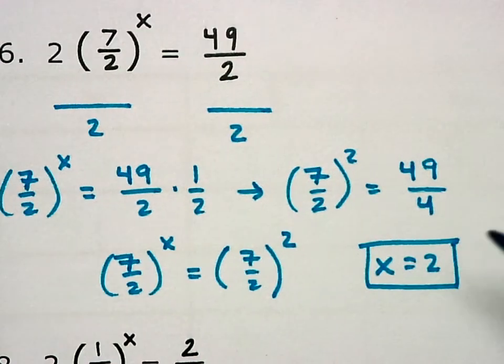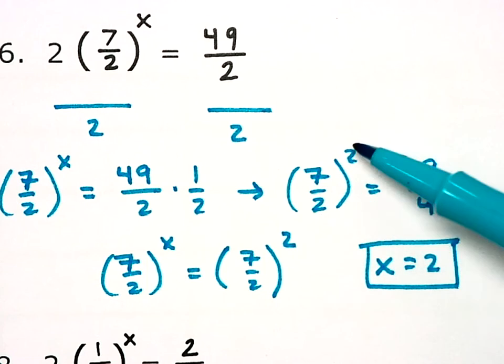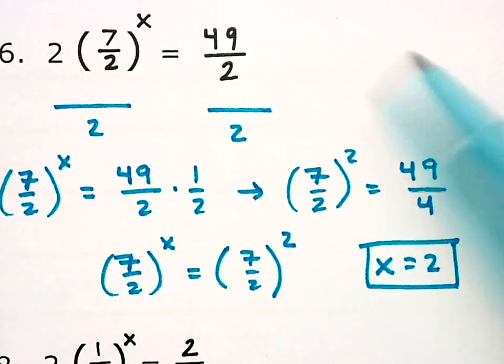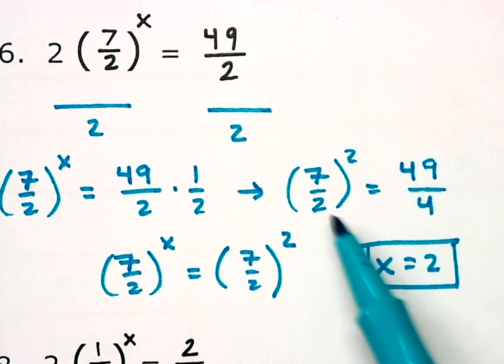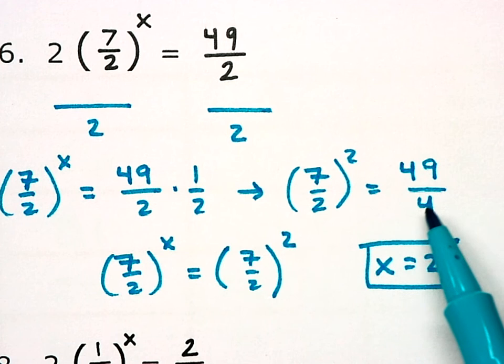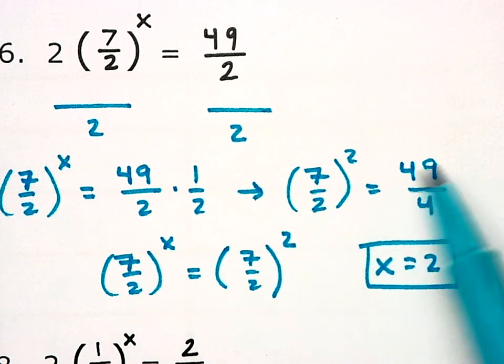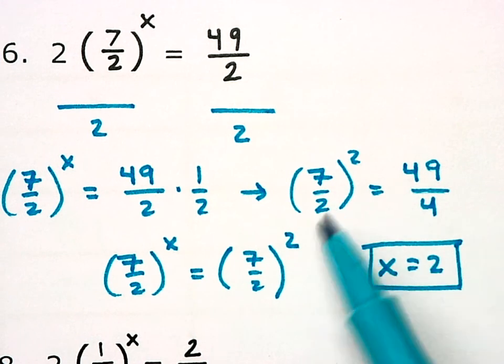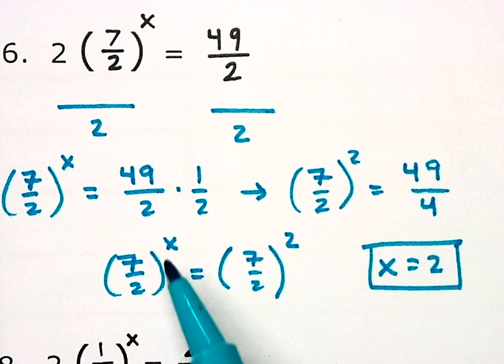So when I get to the point where it says 7 over 2 squared equals and then some fraction, I took a look at the numerators and the denominators separately. And I know that 7 squared gives me 49 and 2 squared gives me 4. So the exponent had to be 2.